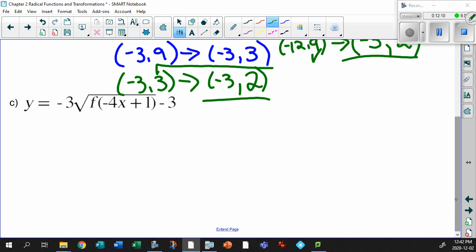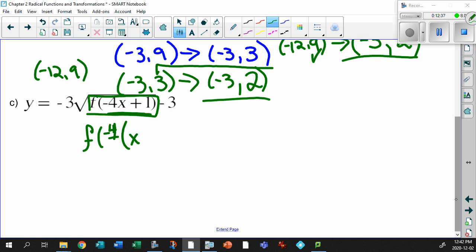Here we go. Remember the point that we were dealing with. The point that we're dealing with is (-12, 9). Let's go step by step. Notice something? Not factored. So we've got to make sure that when we're dealing with the inside here, we factor that out. All right, so this becomes f of -1/4 x. Let me clean that up, make it look a little nicer.